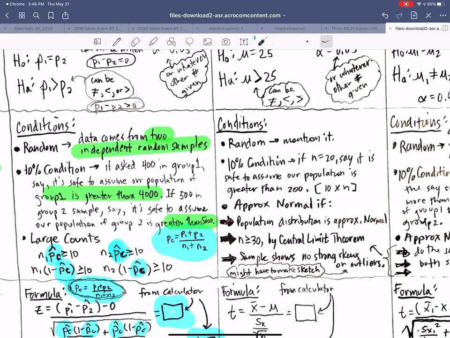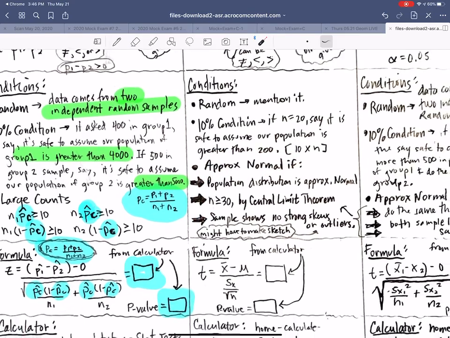They look pretty similar to the last time, except I just have one sample, so I don't talk about it in relation to the other sample. I just mentioned that it should be a random sample, or if it's an experiment, there should be random assignment. The 10% condition would be the same, right? And now this is the same as the confidence interval. So I want to do one of the three.